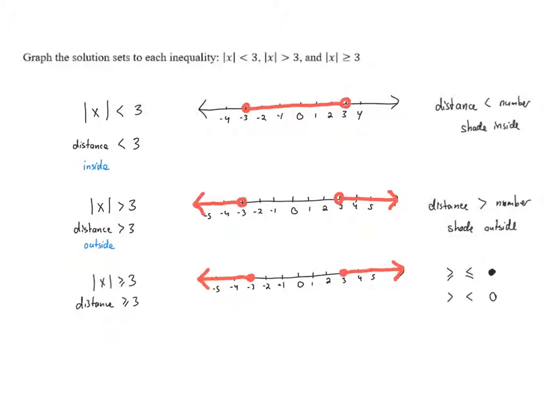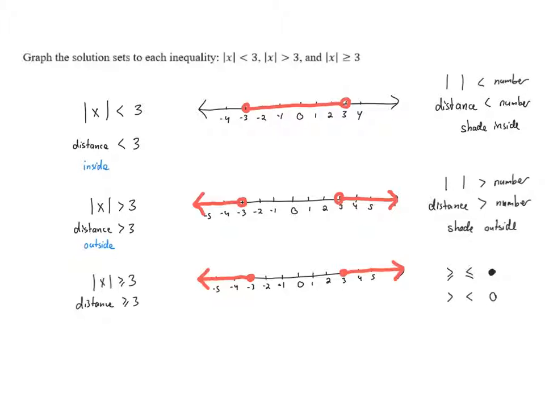So however it is that you decide to memorize these or you decide to understand them, whenever the absolute value is less than a number, that means that we're shading the inside, and whenever the absolute value is more than a number, we're shading the outside. And I guess I should have written it like this as well. Whenever the absolute value is greater than a number, we shade the outside, and whenever the absolute value is less than a number, we shade the inside.